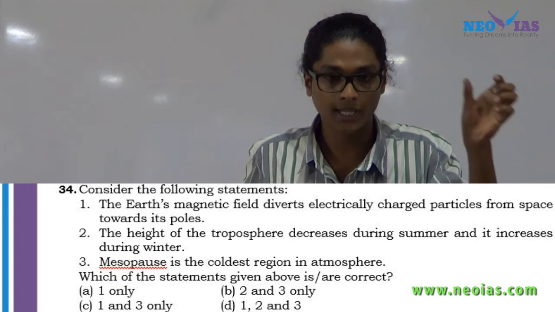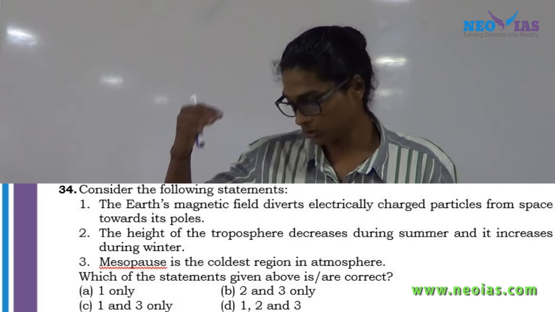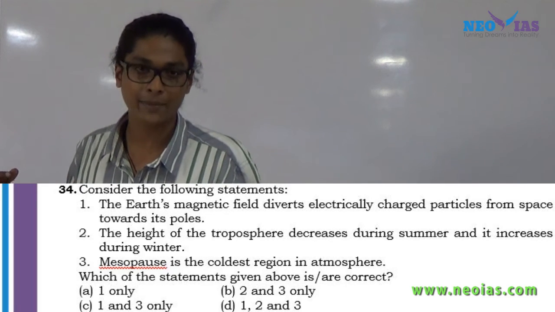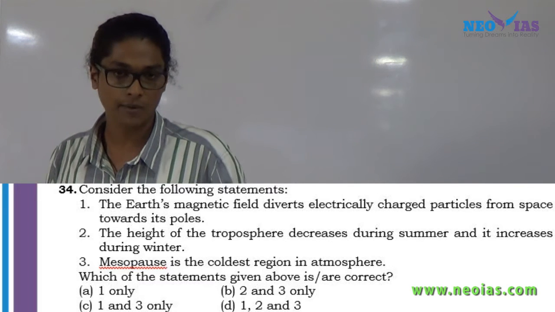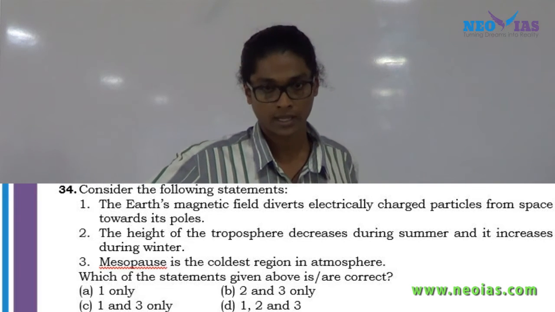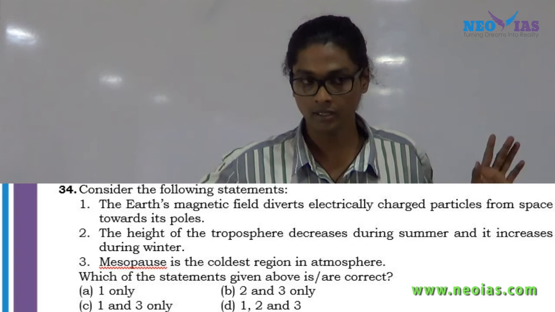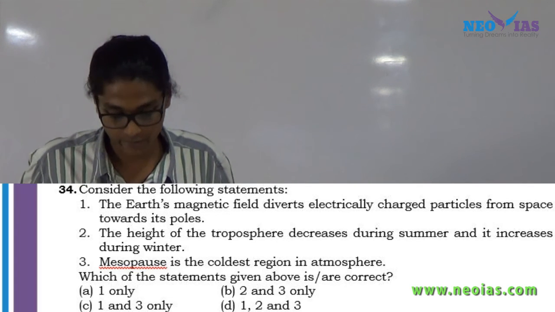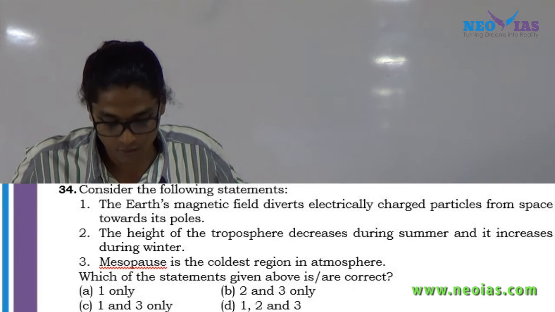Now actually UPSC has already asked a particular question related with this concept. So from that we will understand that the second statement is wrong, so we can eliminate B as well as D. So now what is left is A and C, and from that the first statement is true, right? Now the first statement: the Earth's magnetic field diverts electrically charged particles from space towards its poles.